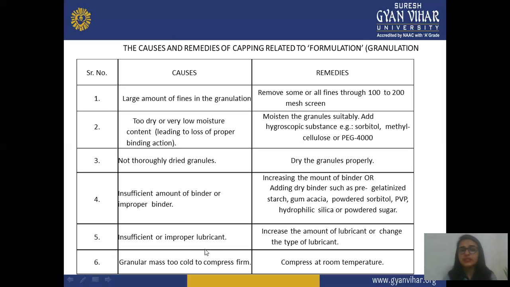Next, the fifth one is insufficient or improper lubricant. If you don't use a sufficient amount of lubricant or use an improper lubricant, in this condition increase the amount of lubricant or change the type of lubricant to overcome this problem. Next, sixth is granular mass too cold to compress into a film. In this case, compression at room temperature means there may be chances that the cold condition or temperature is not proper. In this condition, you compress your tablet at room temperature, adjusting the temperature of the particular compression process.